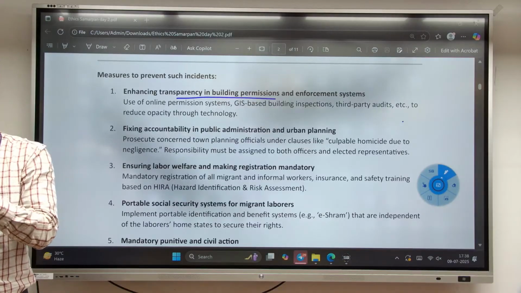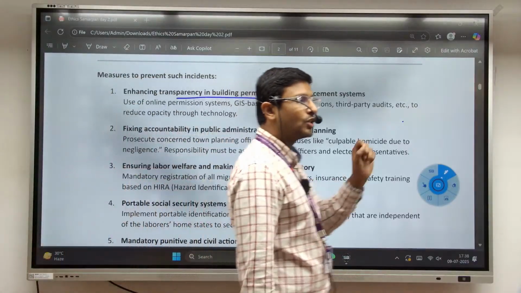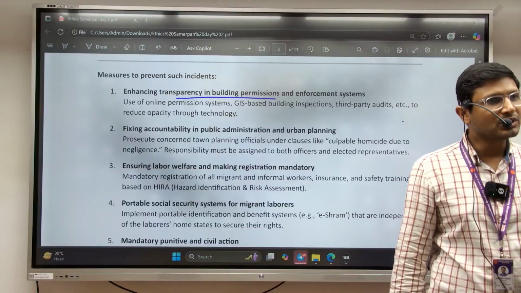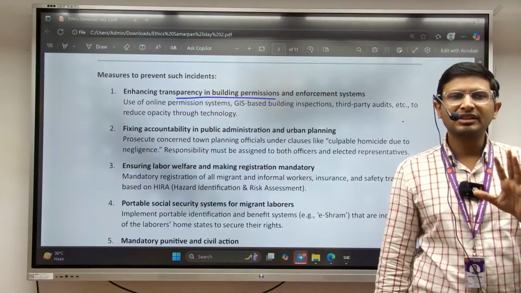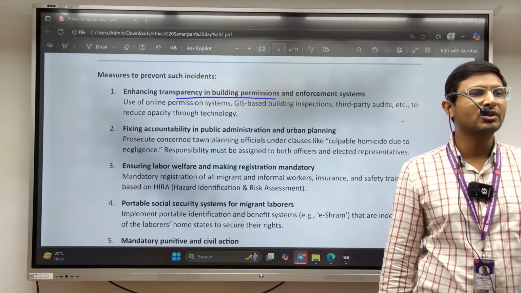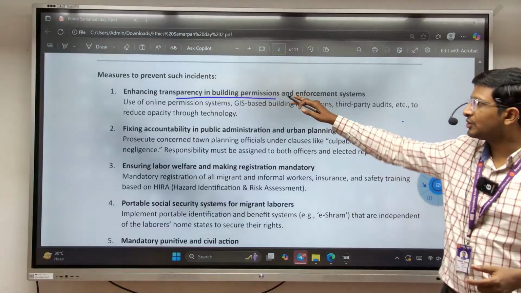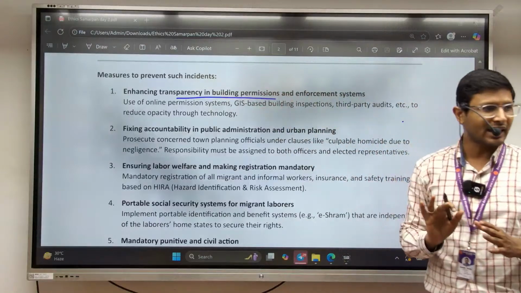Don't just write "enhance." Remember, whenever you are giving the solution in a case study, don't just write general statements. Always give a fixed solution, because you are an officer. तुम कोई जर्नलिस्ट, कोई ऐसे पॉलिटिशियन नहीं हो कि कुछ भी बोल दोगे और निकल जाओगे. You are an officer, so there you have to give specific measures. So how to ensure the transparency, such measures have been given here.